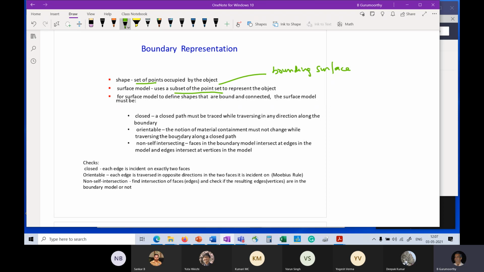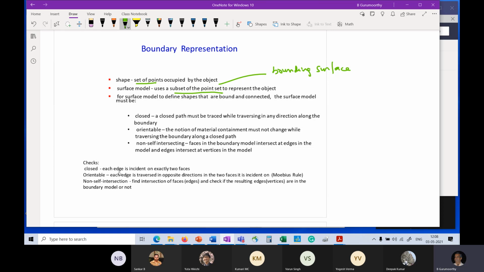And while these are definitions for validity of a bounding surface, these are not good checks. You cannot keep checking that the containment direction does not change while you're traversing a closed path, because this must be true for all possible paths. And therefore, it's not a good way to check. But fortunately, we have some simple checks, as some of your colleagues pointed out themselves. For the closed bounding surface, we just have to check that each edge in the bounding surface model is incident on exactly two faces, meaning it is part of only two faces.